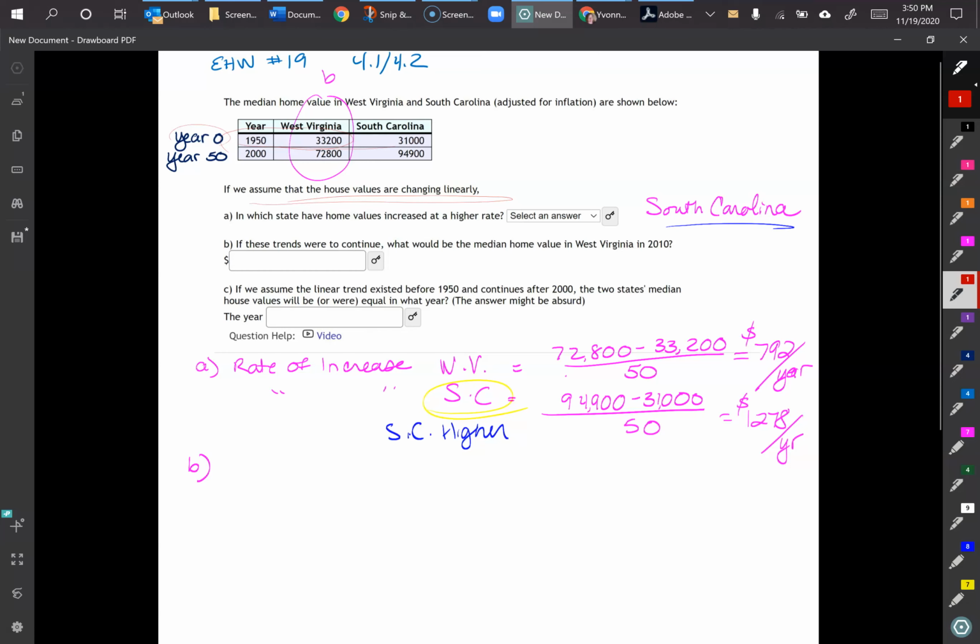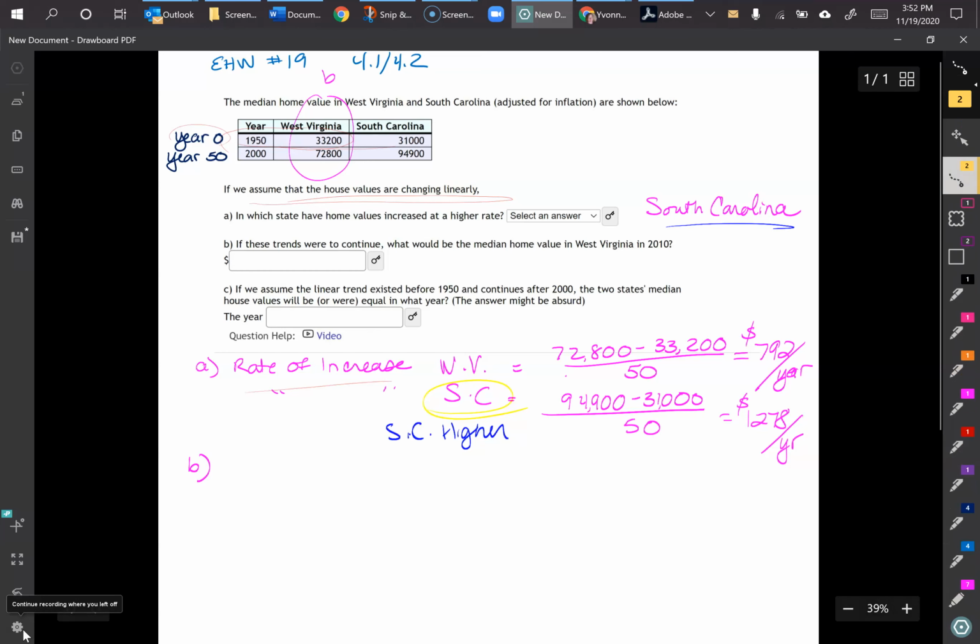You can kind of tell by looking at it, but let's make sure we know how to do that mathematically. What I did was figure out the rate of increase per year in the median house value. I took the values for West Virginia, did the higher minus the lower right here and divided by 50 years, because 2000 minus 1950 would be 50. So that comes out to $792 per year increase. So it's positive.